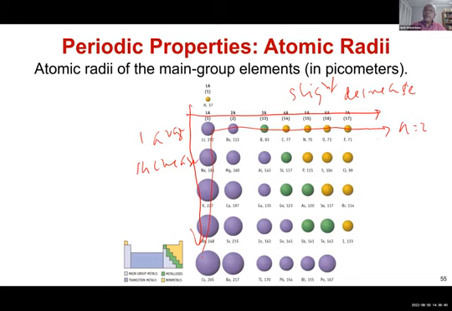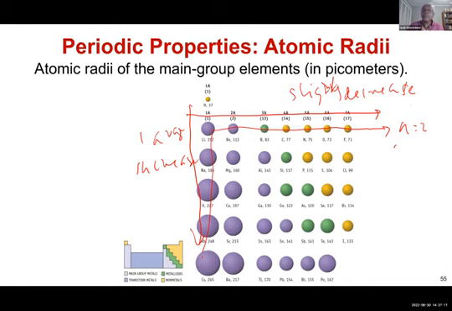But when you add more protons going through these elements, the nuclear charge increases. Therefore, it shrinks the atomic size slightly. This is slight. So going across the period, atomic size shrinks slightly.